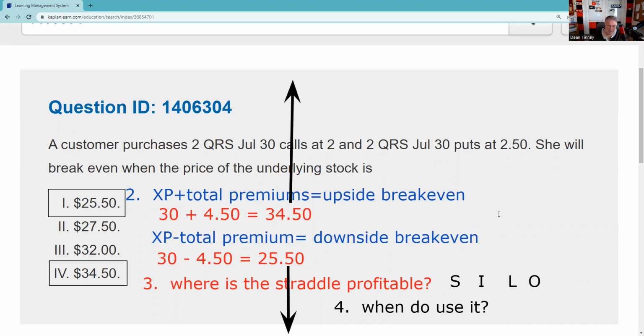And I sell a straddle when I think it's going to stay within the trading range. When I'm neutral, I think it's not going to go anywhere. I think it's going to stay close to 30, between, if I was short, 34.5 and 25.5.